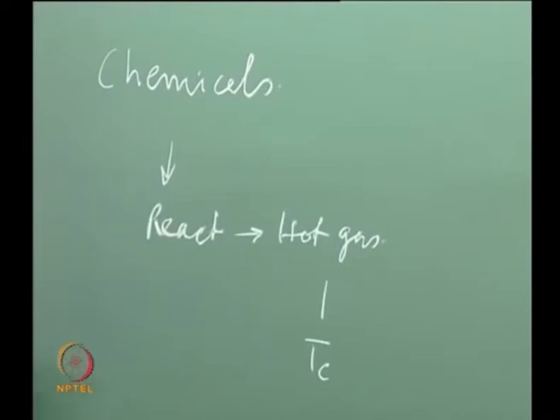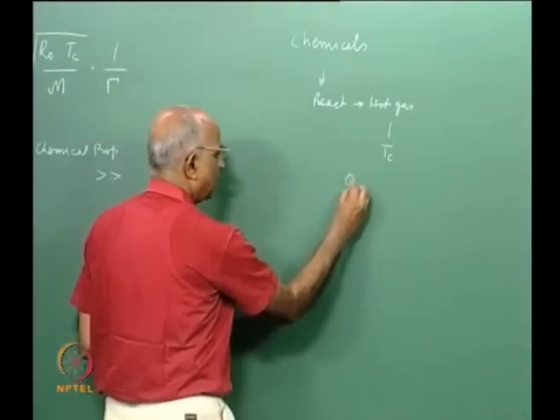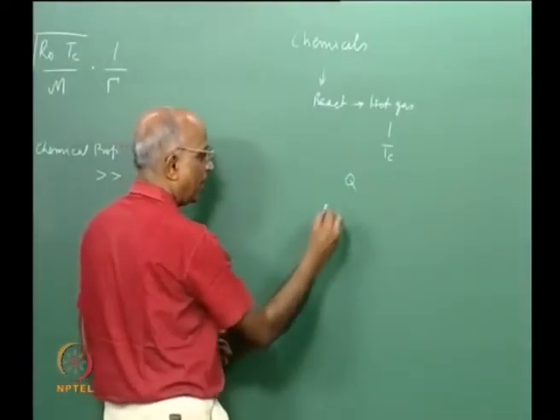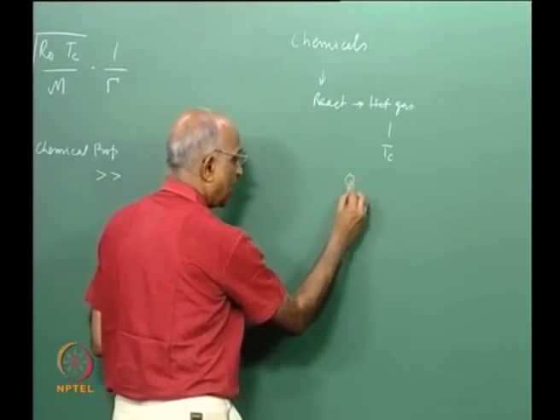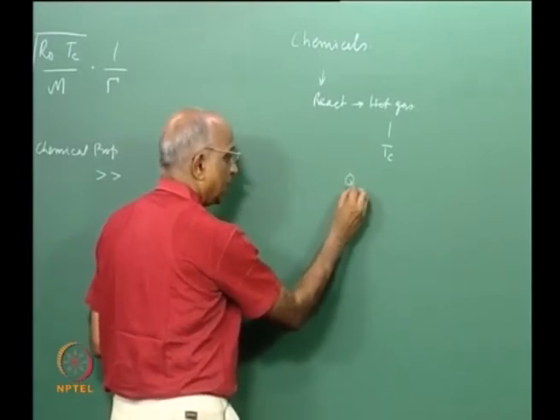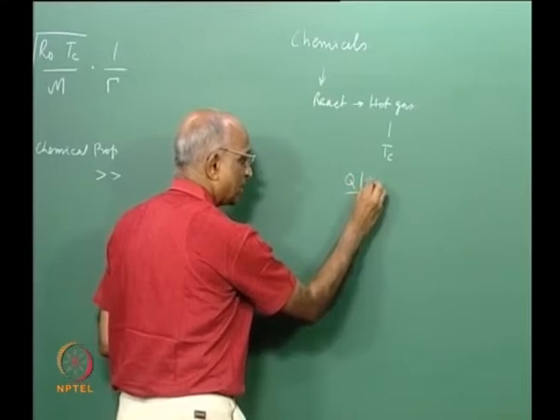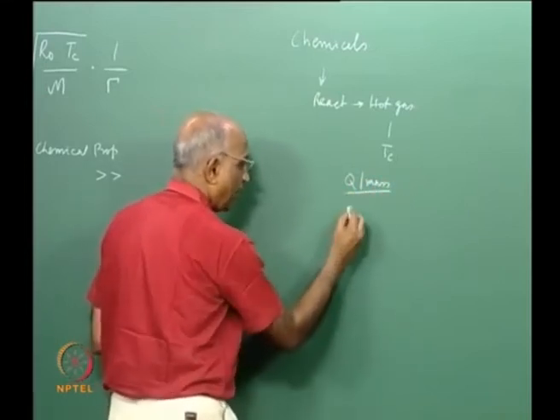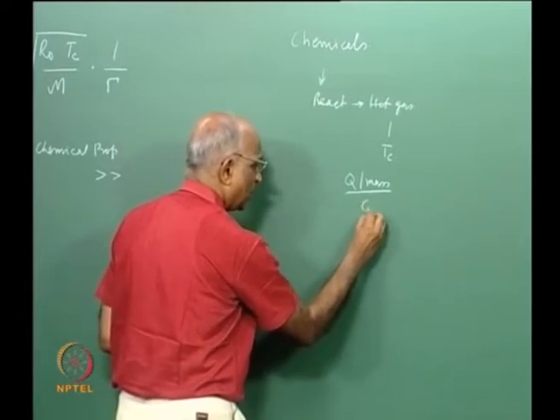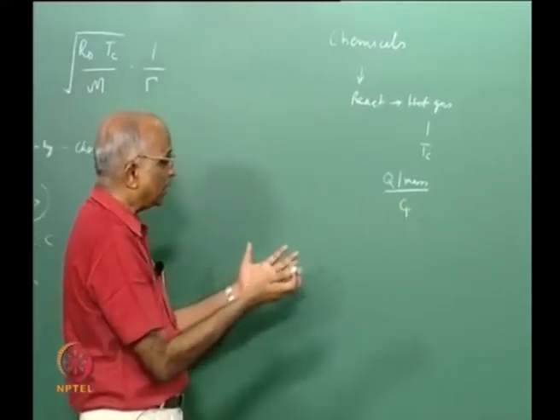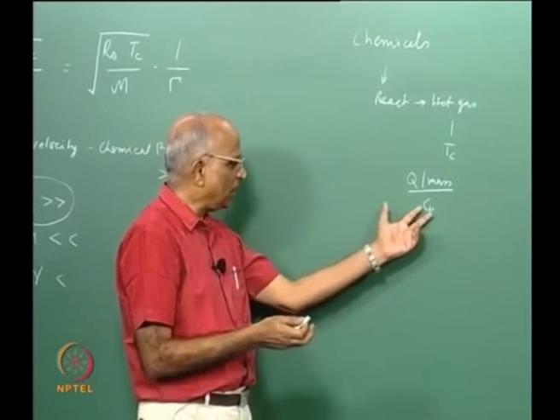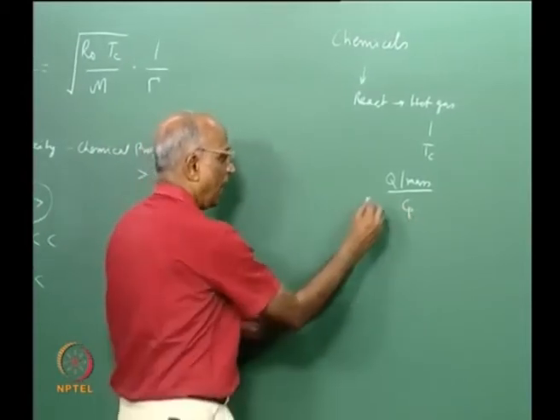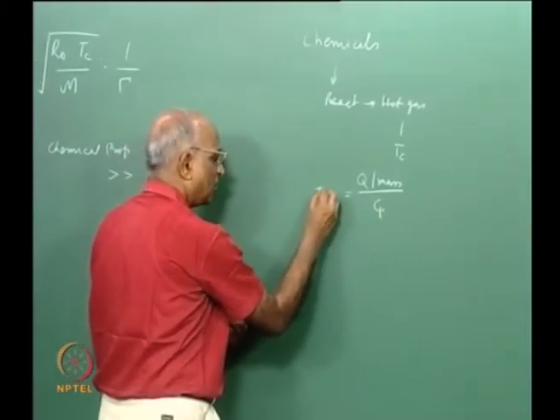To generate high temperature gases, the heat release in the chemical reaction should be large, and therefore the heat release per unit mass of propellant is large, divided by, let us say, the specific heat of the gases. Maybe I am burning at constant pressure, therefore the specific heat at constant pressure is small. I can have, let us say, a large value of Tc.